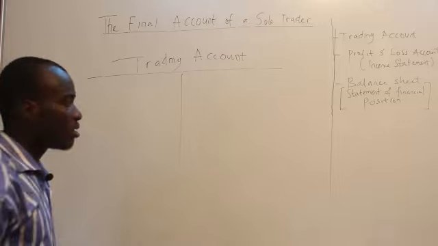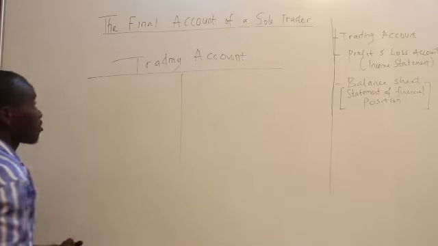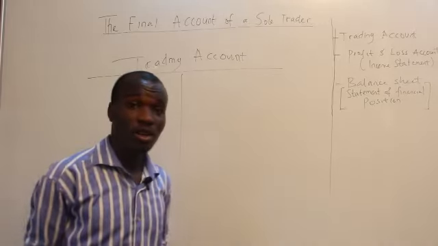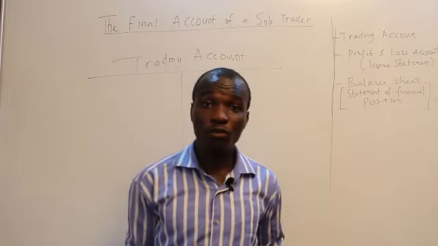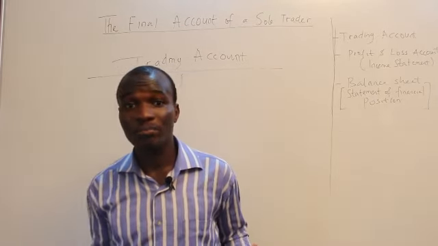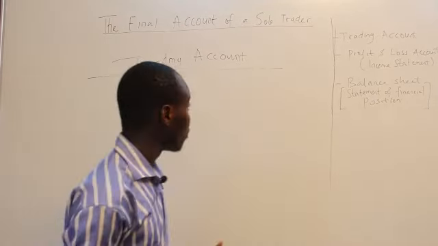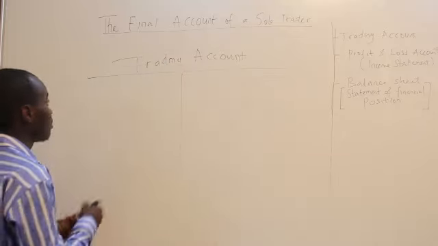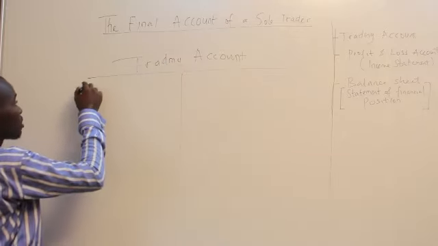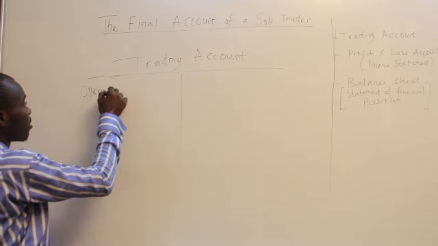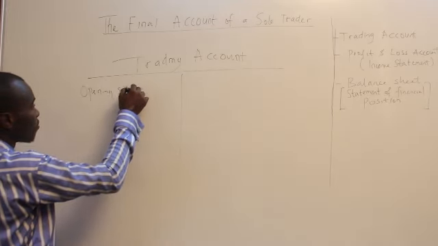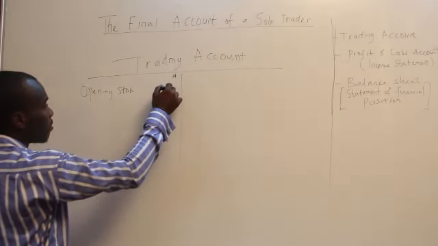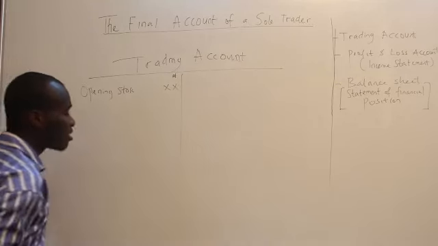The first thing is for us to determine the opening stock, that is the stock of goods at the beginning of the accounting period. That is the stock of goods at hand. So we're going to have the opening stock, which let's assume is this.